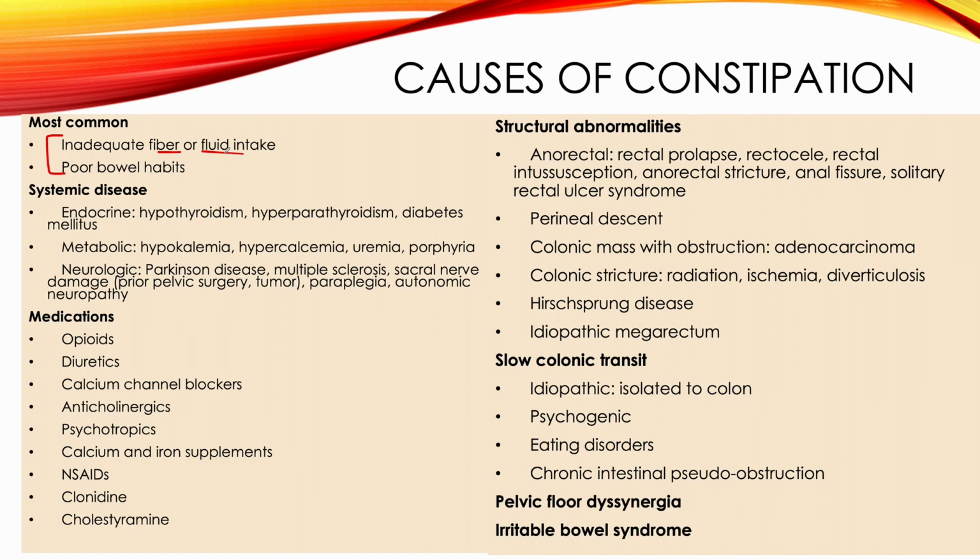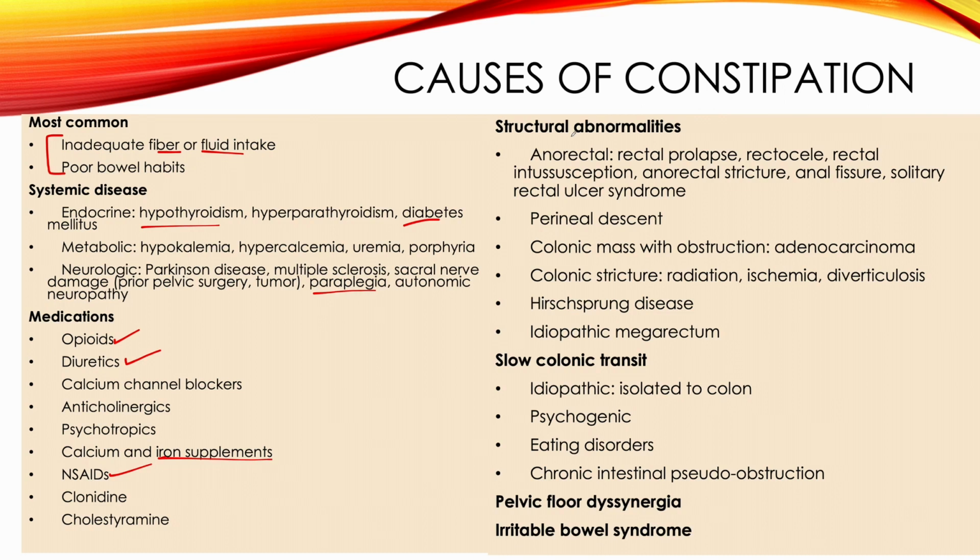Other systemic diseases can cause constipation, like hypothyroidism, which is a big one. Diabetes can cause some constipation. Metabolic problems, neurologic problems, especially problems with nerve function in that area. Medications are a big player for constipation, just like they were a big player for diarrhea, but in this case, it's different types of medications. So opioids, diuretics, calcium channel blockers, NSAIDs, and other things like iron, which is a big one.